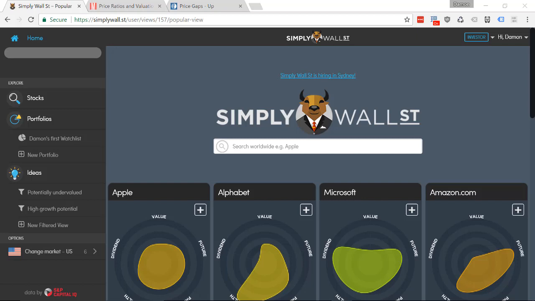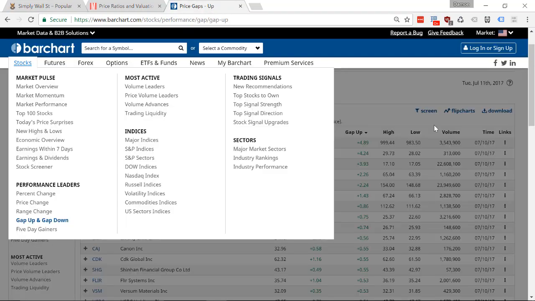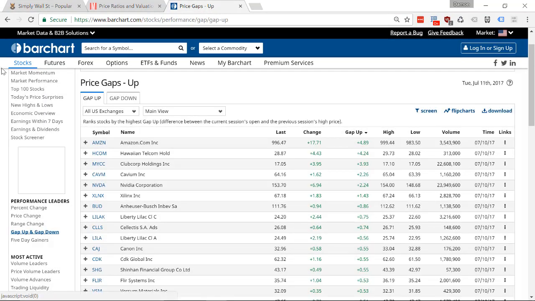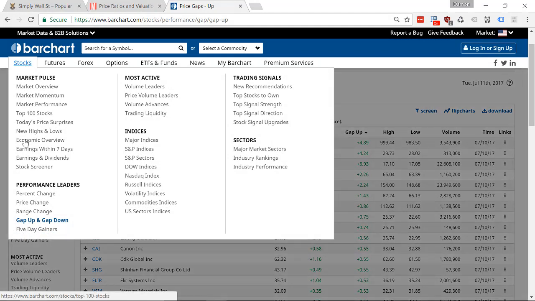For those of you who have asked me how I filter the stocks before I choose something to trade, I'm going to be giving you the answer as basically two pieces of software. The first is Simply Wall Street, which is simplywall.st. And the second I've introduced many times. It's barchart.com. And the main reason is it's the best place to find gaps.